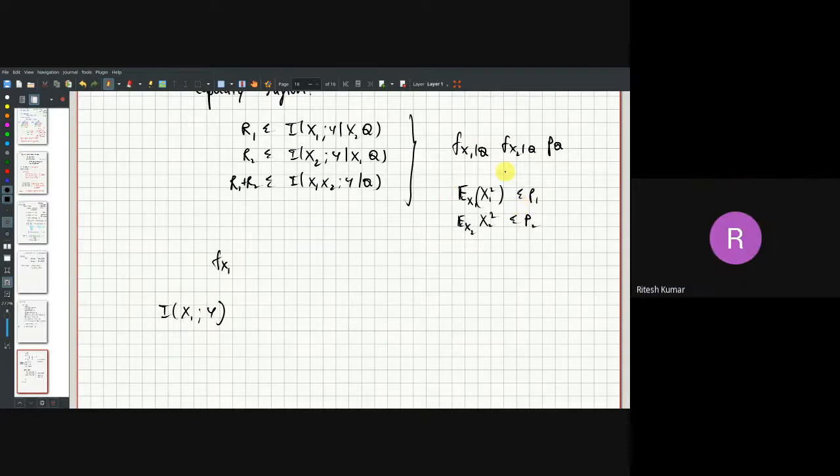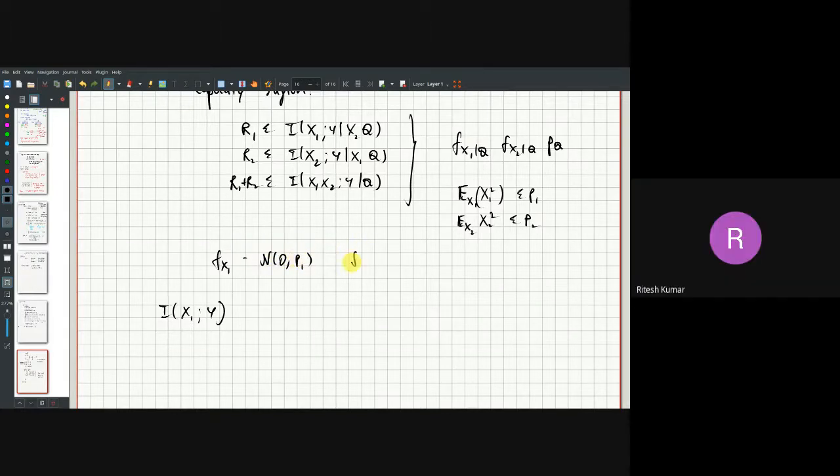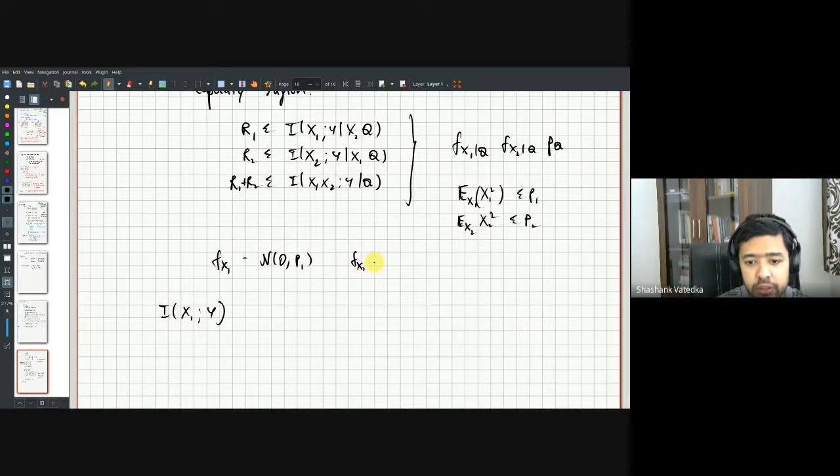So you want to satisfy these power constraints, right? Sure, so we'll take fx1 to be Gaussian with mean 0 and variance P1, and fx2 to be Gaussian with mean 0 and variance P2. Okay, that's fine. So let's maybe evaluate some of these terms.